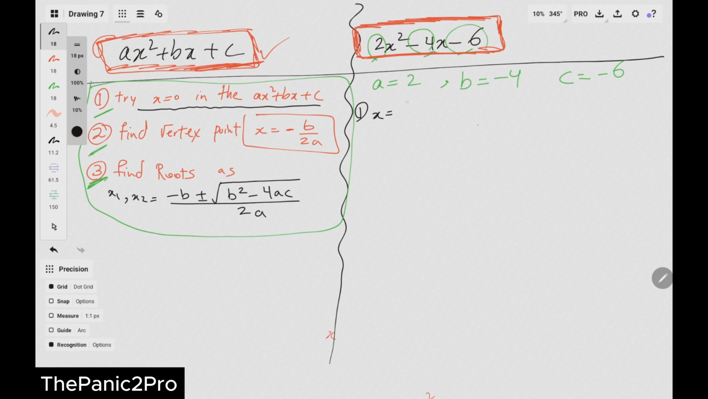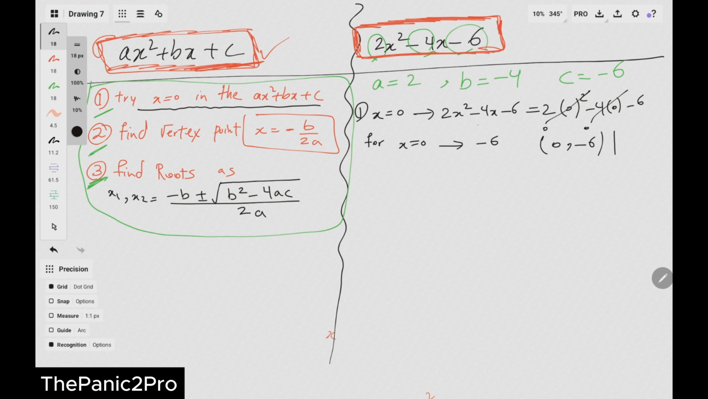Try x = 0 in the format. Try x = 0 in my example, which is 2x² - 4x - 6. I'm going to put 0 for x: 2 times 0 squared, minus 4 times 0, minus 6. This is 0, this is 0. So the answer for x = 0 is -6. And basically, I can say that (0, -6) is one of the points on this quadratic, which I will be plotting in my xy coordinate, okay?